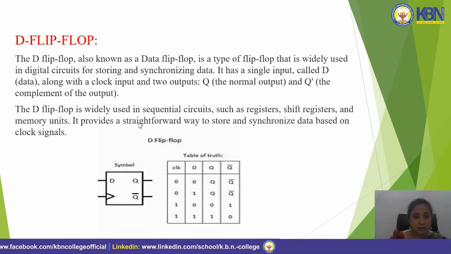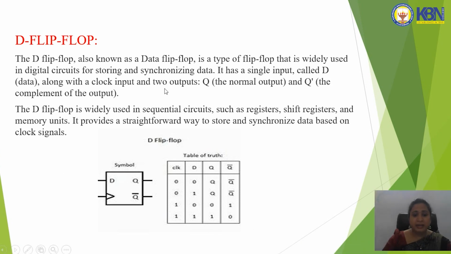In T flip flop it provides the square wave, but the D flip flop provides a straightforward way to store and synchronize data based on the clock signals. Okay, this is the block diagram and this is the truth table for D flip flop.